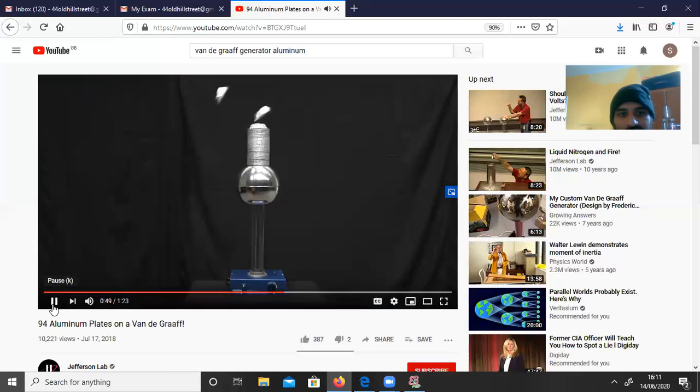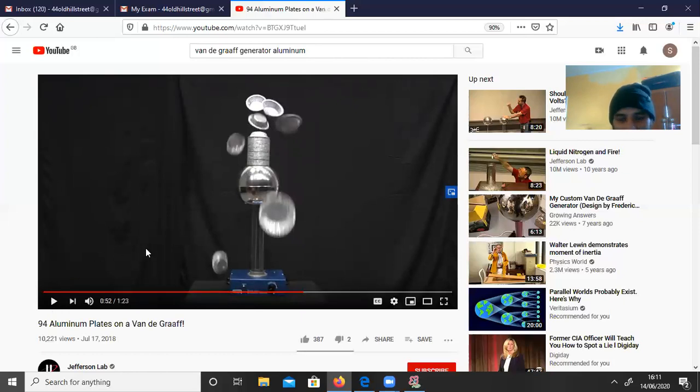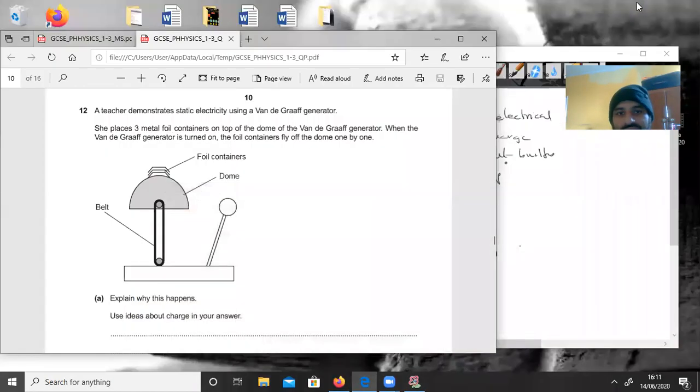Look what it's doing to the aluminium plates. Can you see that? Yeah. It's pushing them off, right? Yeah, because of the static electricity. Exactly. It's like if you had the north pole of a magnet here, and these all had north poles, they'd push each other off. Agree? Yeah. Okay.